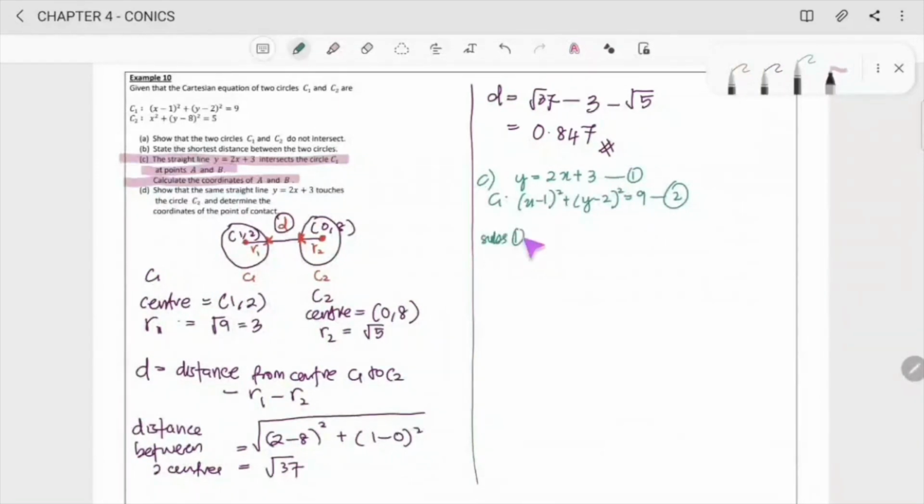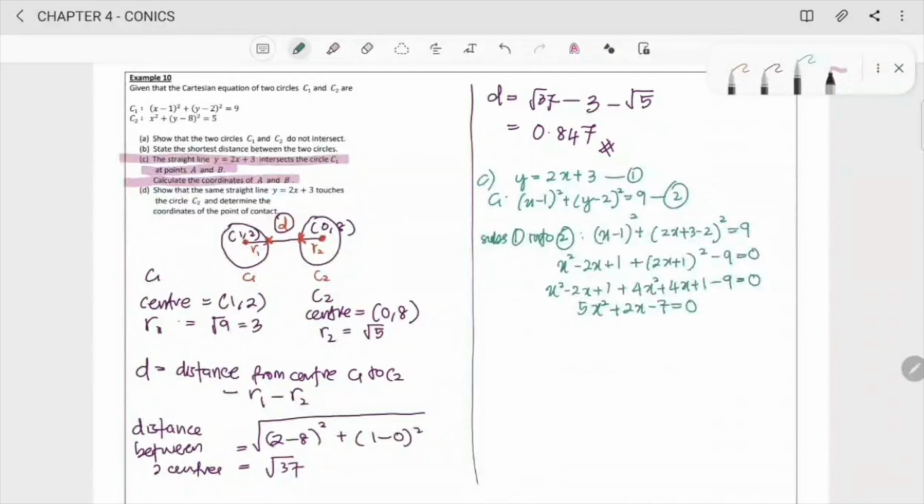So sub 1 into 2. Sub 1 into 2, this one, and you sub the y here. Okay, and you calculate, rearrange until you get this quadratic, and then factorize it to find the value of x, and then we are going to find the value of y after this. So x is negative 7 over 5, this one, and then we are going to sub into equation 1 to find the value of y. So you get 1 over 5 for the y. For this one it is 2(1) plus 3. You get 5 for this.